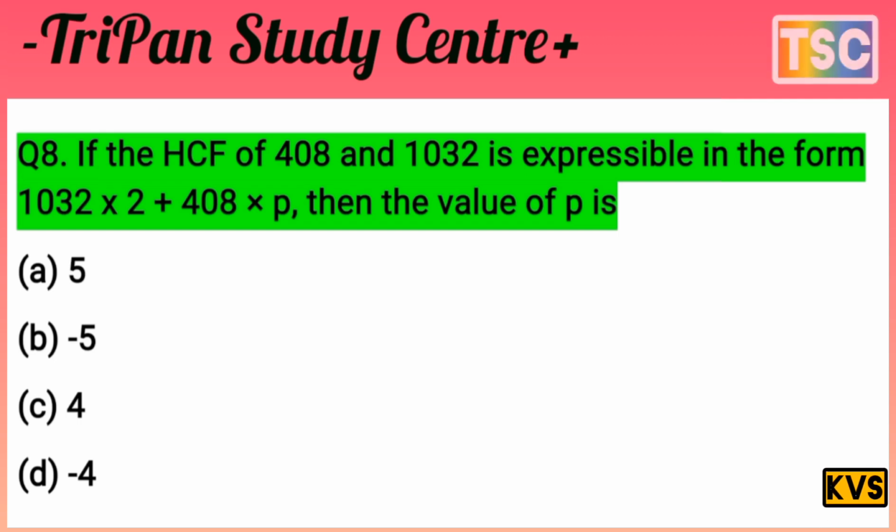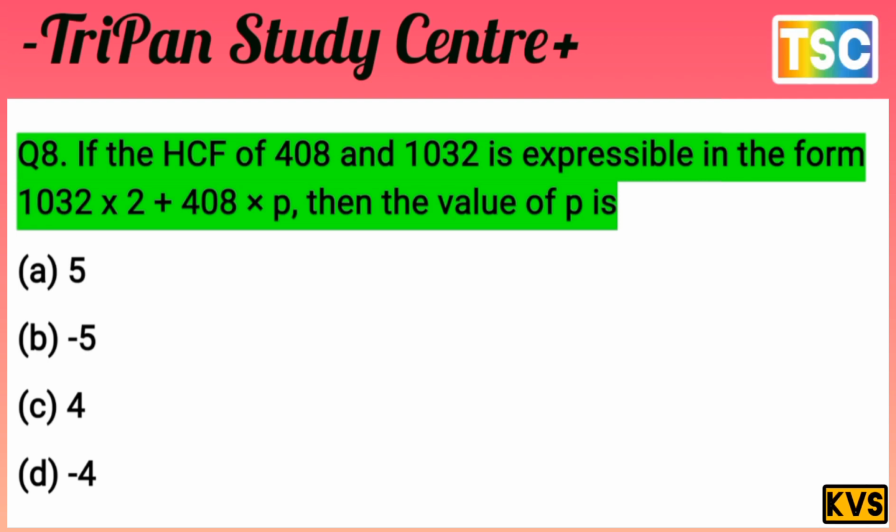If the HCF of 408 and 1032 is expressed in the form of 1032 into 2 plus 408 into P, then the value of P is. That's an important question for the exam. Examiners many times ask this type of question. But first of all, check your knowledge. Four options are given here: A 5, B minus 5, C 4, D minus 4.